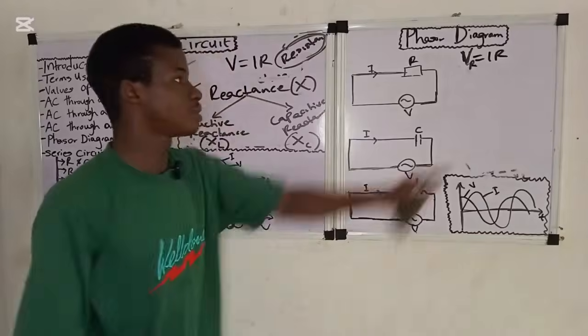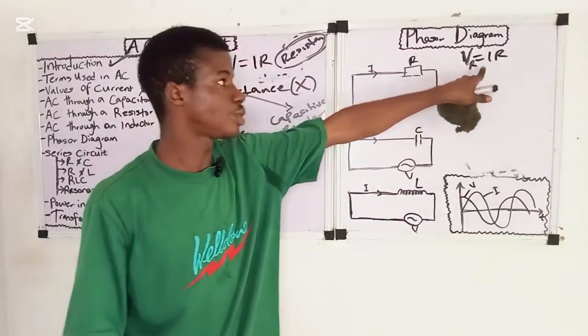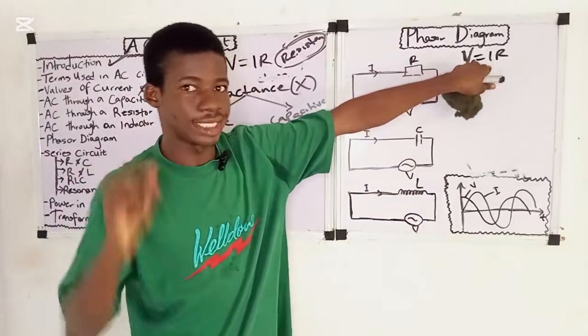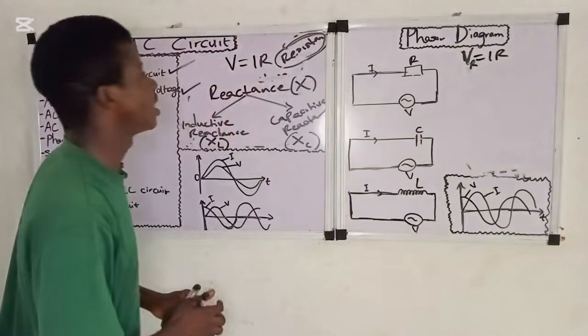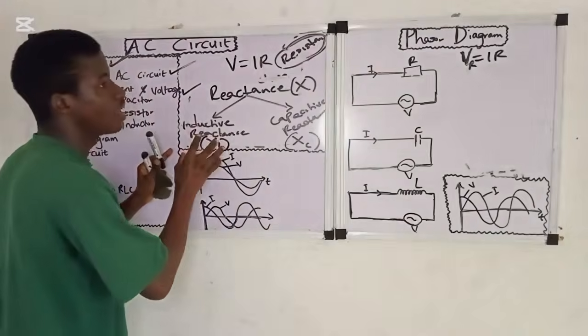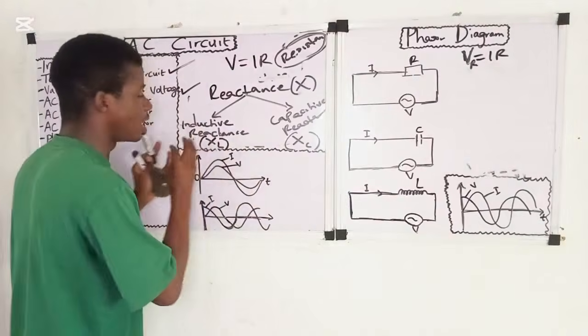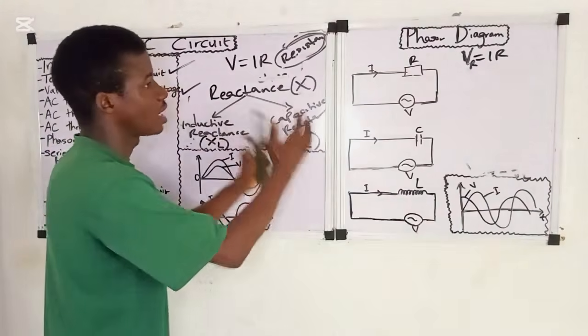Okay, so V subscript R, the voltage across the resistor, is equal to the current flowing through that resistor times the resistance of that resistor. Same also, we have voltage across an inductor and voltage across a capacitor.